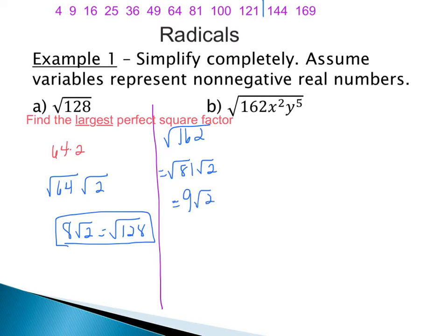The square root of 81 is just 9. So the square root of 162, if that was the only part we would have, would give you 9 square root of 2. Another quick comment is that when we take the square root of the number, the square root of 81 is just 9. It stays 9. We don't try to take the square root anymore. So next I want to look at my exponents. I'm going to work through this in two separate steps as well.